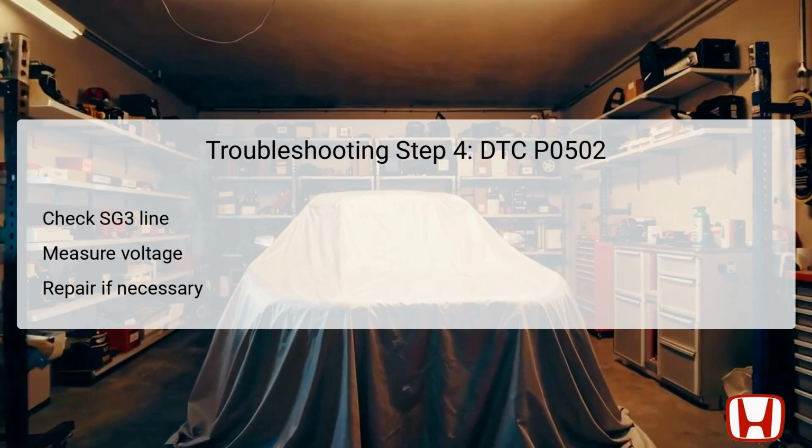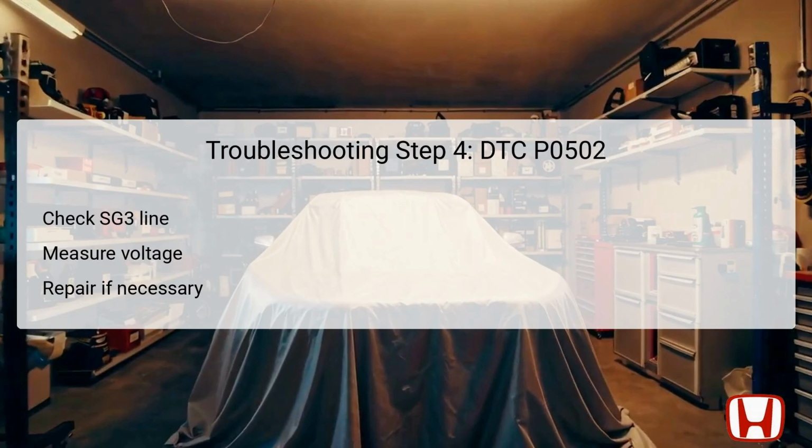Step 4 centers on checking the SG3 line for integrity. The technician measures the voltage between two specific test points while the CVT speed sensor 3P connector remains disconnected. Again, the vehicle must be in the on position for the test.